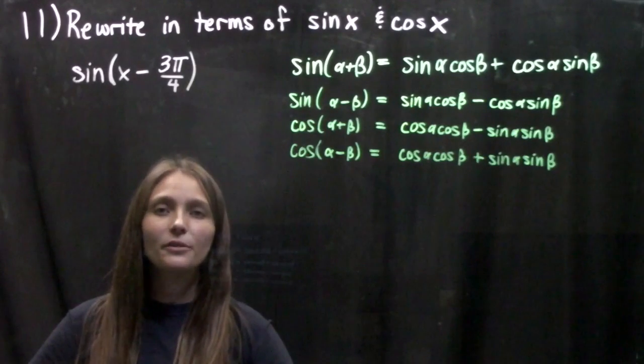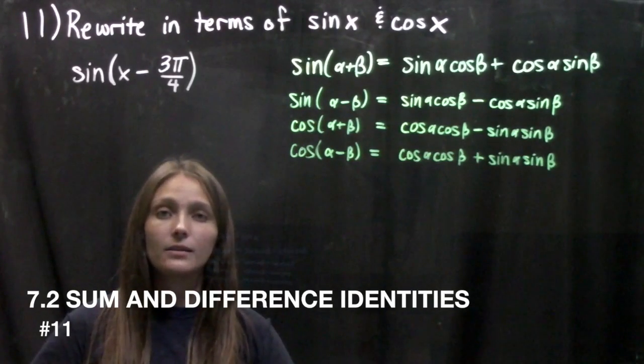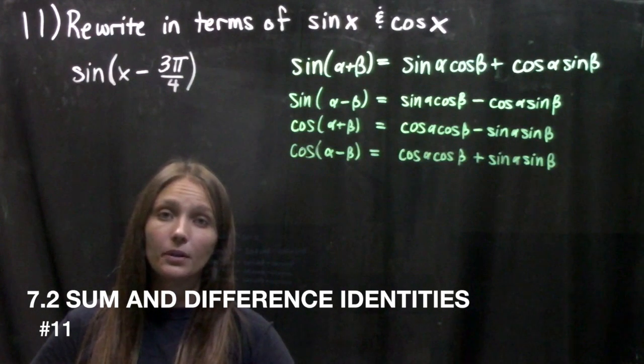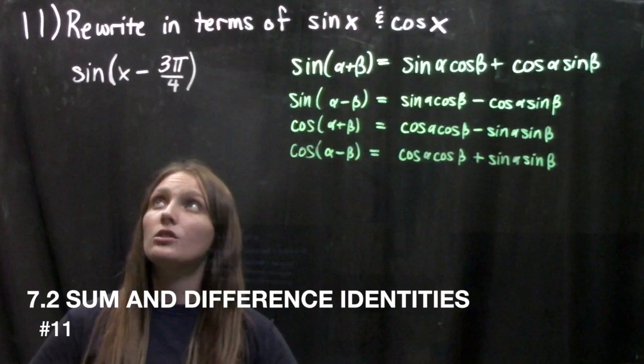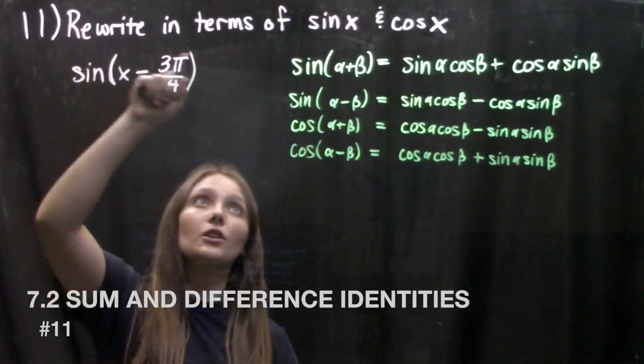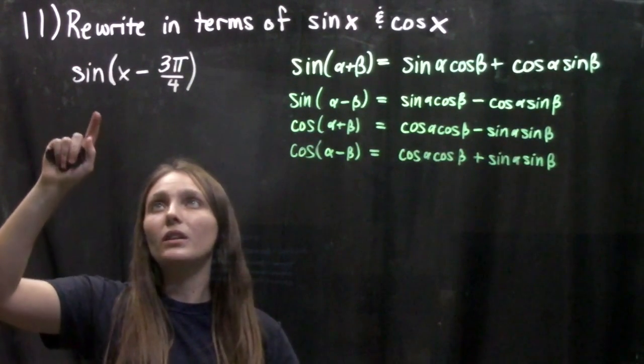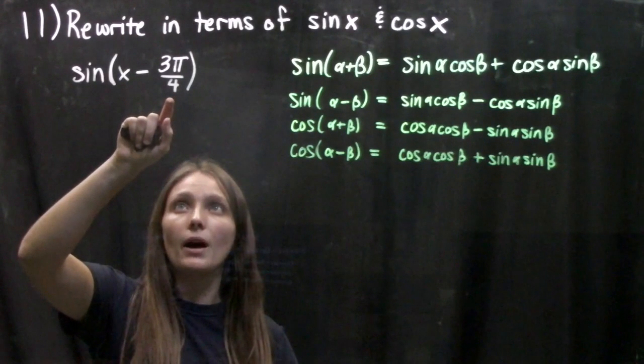Hey guys, today we're going through chapter 7 on trig identities and equations, and in this video we're going through a problem in section 2 over the sum and difference identities. So number 11 says rewrite in terms of sine of x and cosine of x, and we're given here sine of x minus 3 pi over 4.